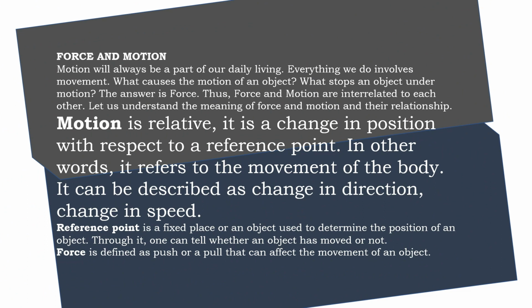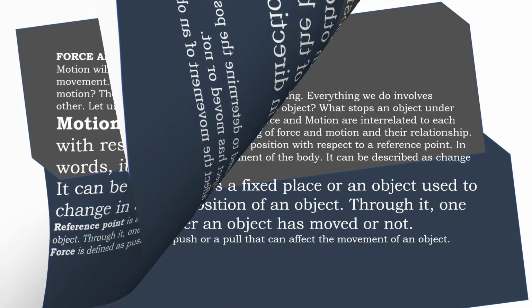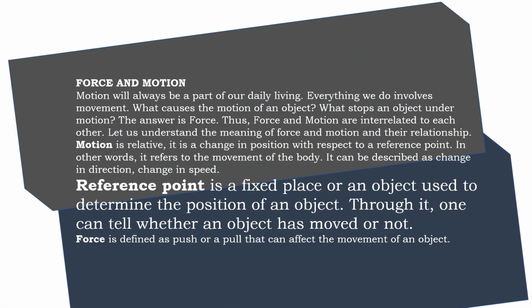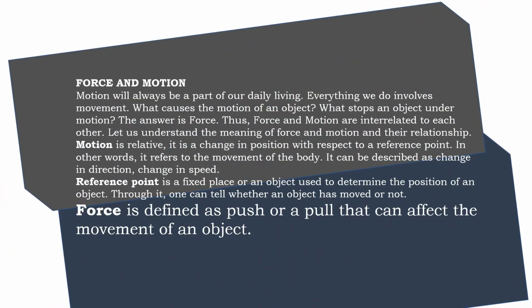Motion is relative. It is a change in position with respect to a reference point. In other words, it refers to the movement of the body. It can be described as change in direction and change in speed. Reference point is a fixed place or an object used to determine the position of an object. Through it, one can tell whether an object has moved or not. Force is defined as a push or pull that can affect the movement of an object.